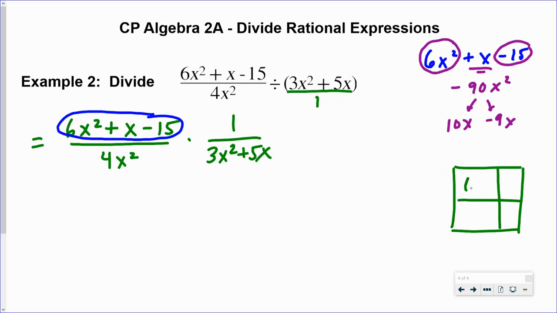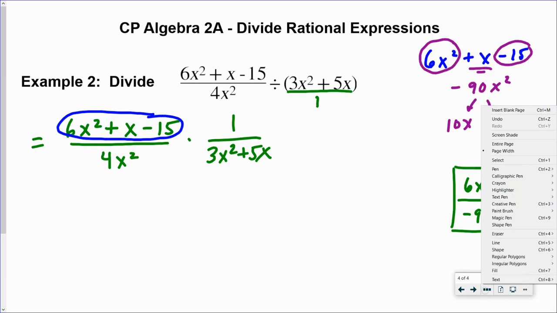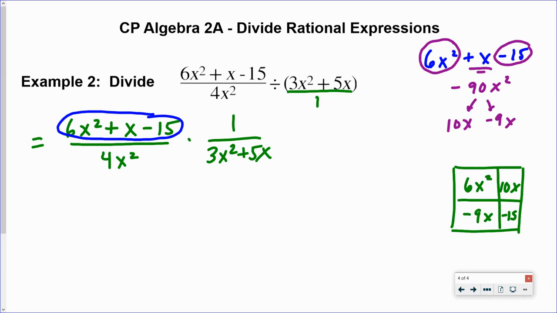So in the top left-hand corner, we're going to put our quadratic term. Bottom right, our constant term. And in the two remaining boxes, and it doesn't matter which one you choose, you're going to put your linear terms. And now we are going to factor out the GCFs of the columns and the rows. So let's do the columns first. This first one, 6x squared and negative 9x, the greatest common factor is 3x. Second column, 10x and negative 15, positive 5 is your greatest common factor.